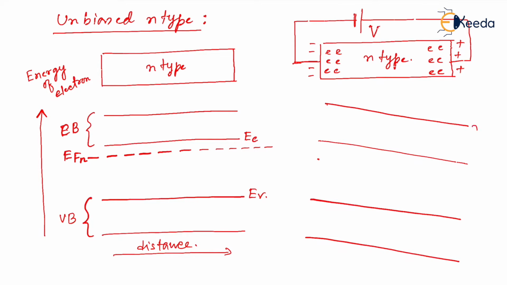So this will be the conduction band, and this will be the valence band, and this will be the EV, and this is EC. The electrons on this side have higher energy, so they will be in a higher position, and these electrons have lower energy, so they will be in this lower position, and the Fermi level will be near to this EC energy level. So this is the EFN. This is the total band diagram of the n-type semiconductor under the biased condition.